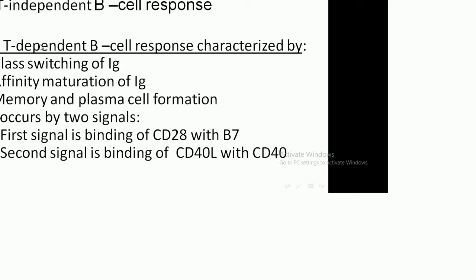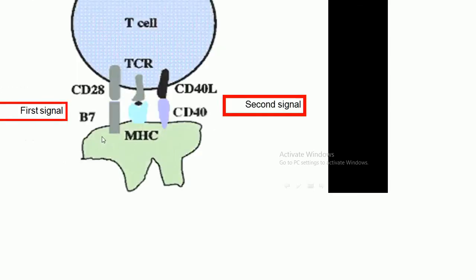T-dependent means that it requires T lymphocyte in order to exert its function, and this is characterized by class switching of immunoglobulin, affinity maturation, memory and plasma cell formation. This occurs by two signals. First signal is binding of CD28 with B7, and second signal is binding of CD40 ligand with CD40. And this first signal is the same signal in T lymphocyte activation.